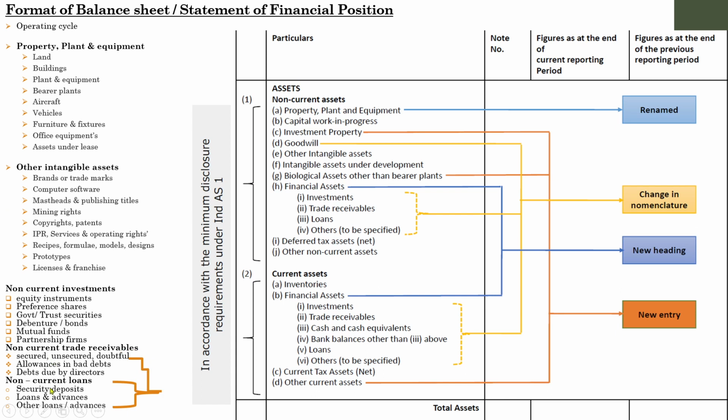So remember, under non-current loans there are three classifications: security deposit, loans and advances, and other loans and advances, and these are again classified into secured, unsecured and doubtful. And after that, any sorts of allowances or bad debts, and any debts due to the directors, such items will also come under the non-current loans. You have to do it accordingly. But don't worry, during the practical case we will discuss each of these adjustments separately.